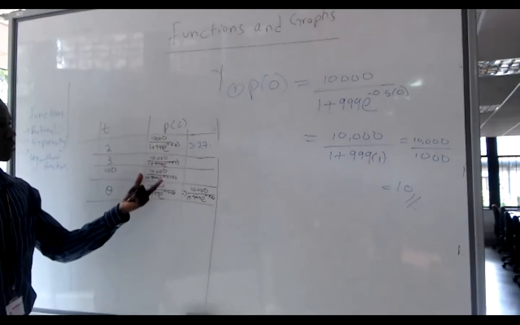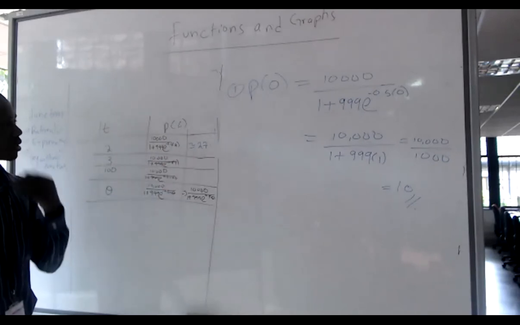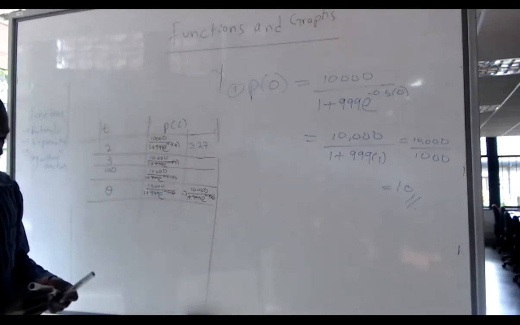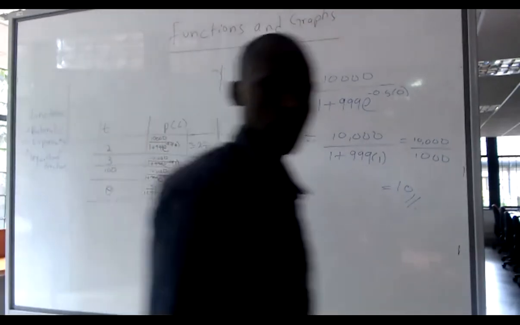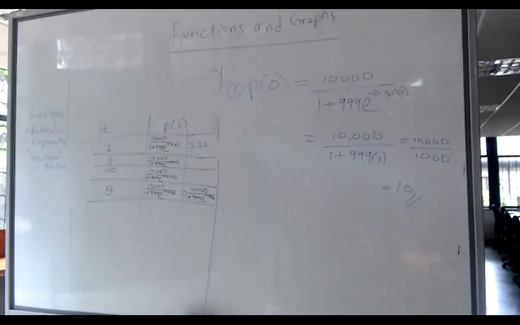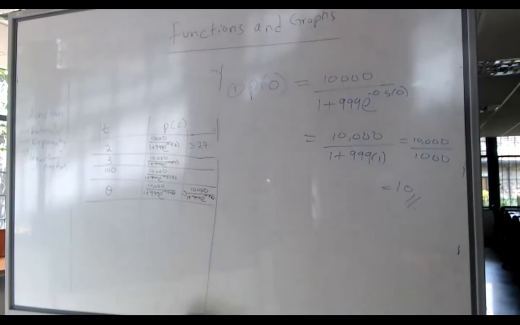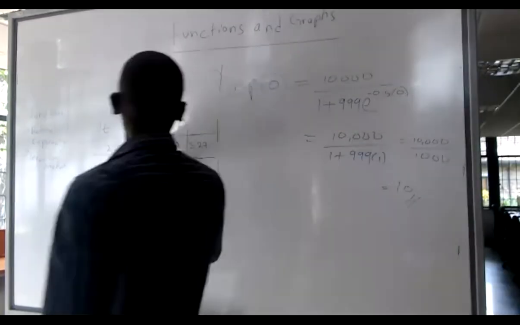Yeah. I didn't get 27 for the first number. You didn't get 27? What did you get? 39.8. Confirm that. Let me do this just a minute. Is there any other question? You do the same for 3 and 100.